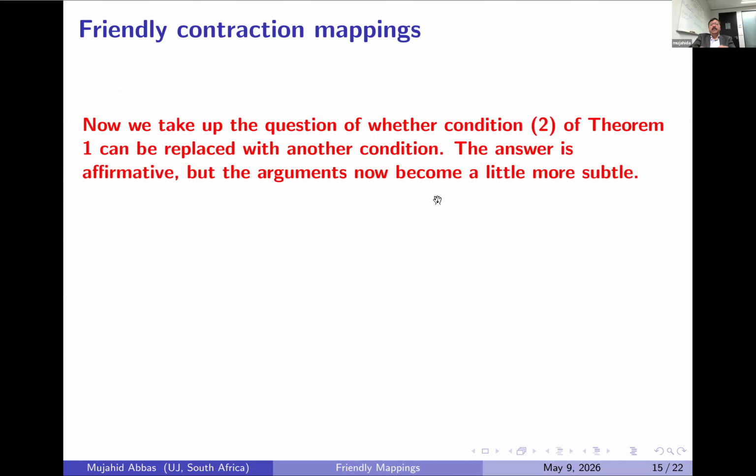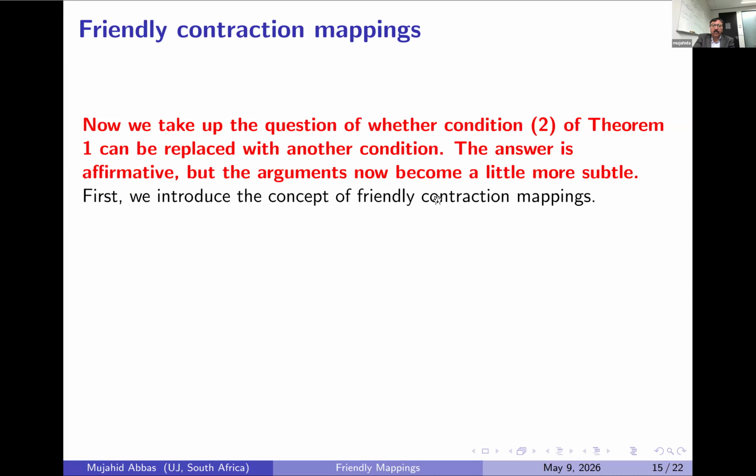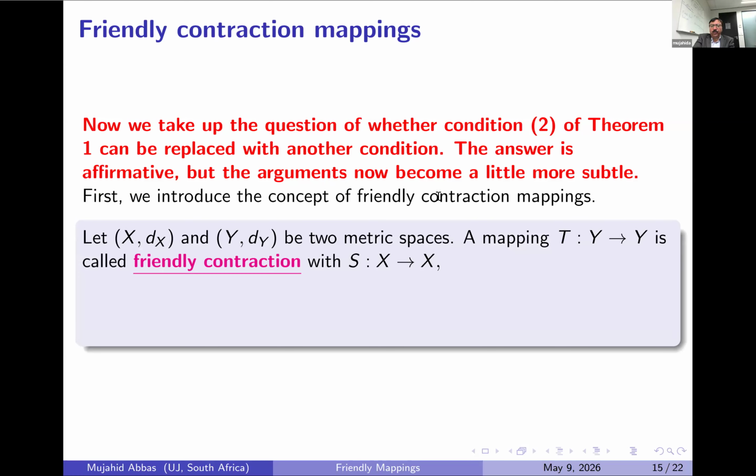So now we come towards the final part of my talk, where we discuss the friendly contraction mapping. The question is whether condition 2 of theorem 1 can be replaced with another condition. The answer is affirmative, but the argument now becomes a little more subtle. We introduce the concept of a friendly contraction mapping.